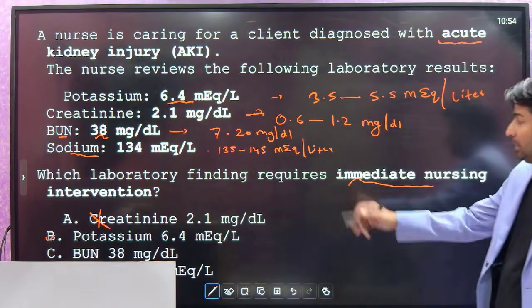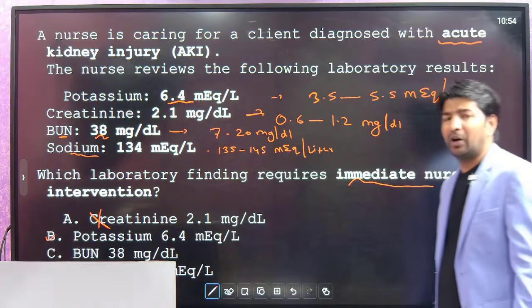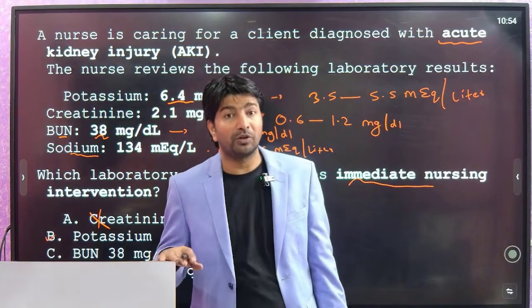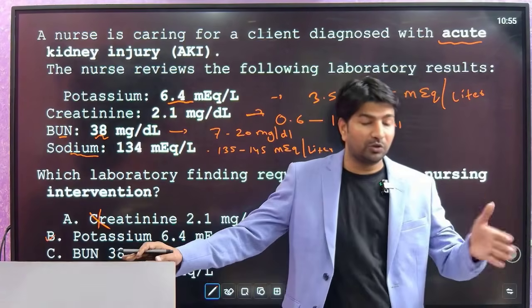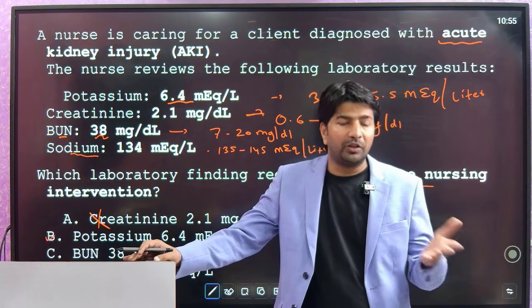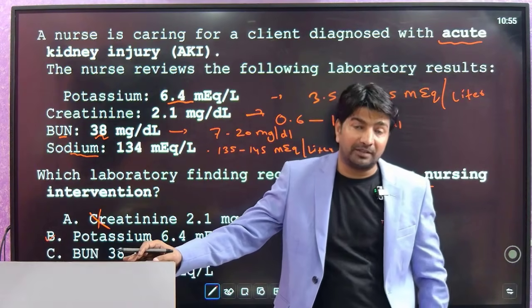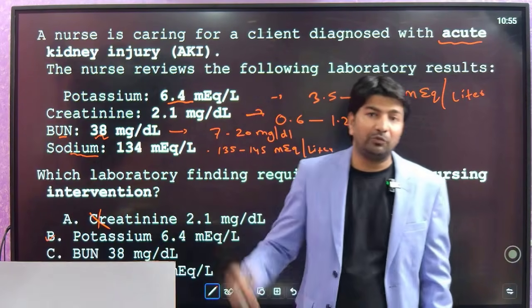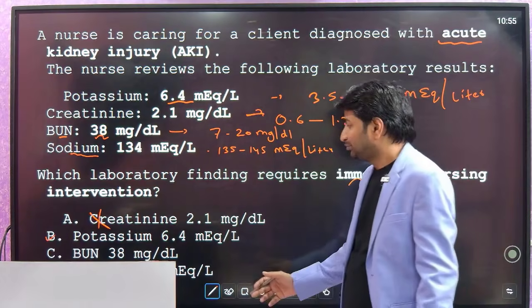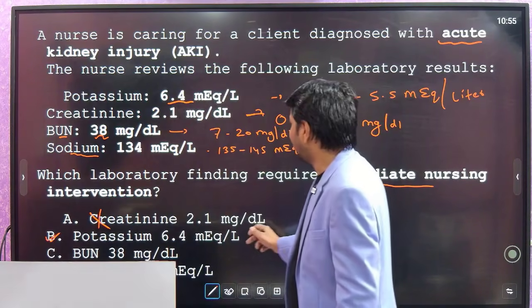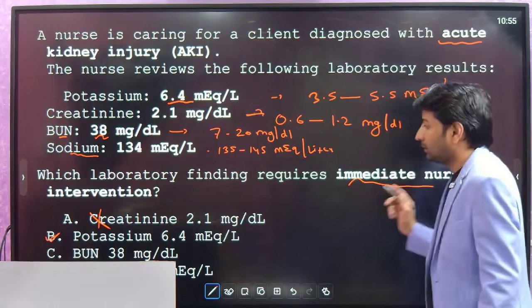And for this, we need to intervene so that we can start cardiac monitoring for the patient, like attaching ECG electrodes. And after that, we'll start noting the ECG, start watching the ECG. If the patient has a tall T wave, then we can say that the patient is showing more symptoms of hyperkalemia. So we'll have to inform the doctor about that. So this option is correct, option B. Potassium is 6.4 milliequivalents, so we need immediate nursing intervention.